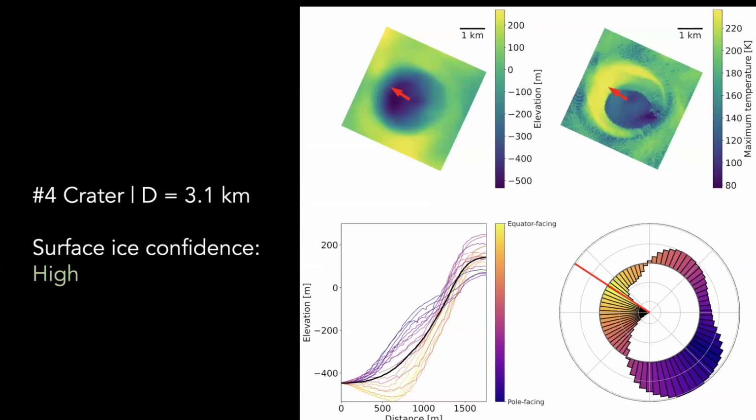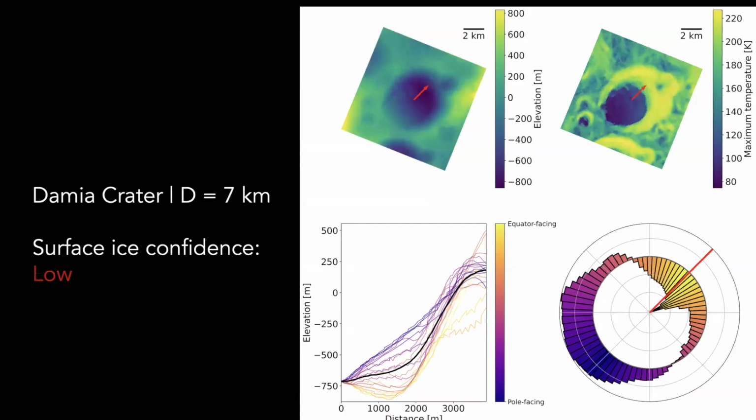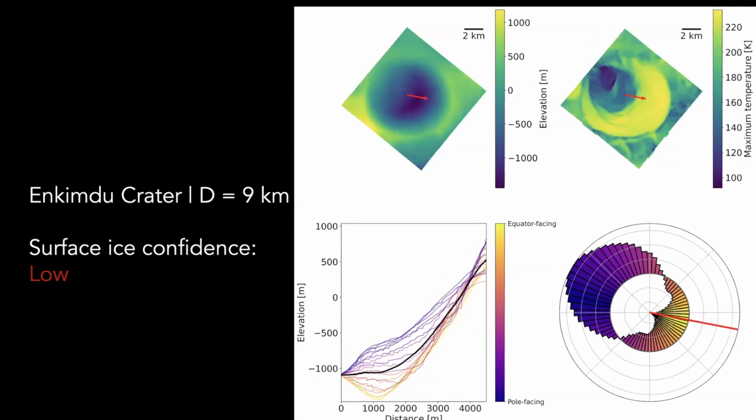But interestingly, we also see this trend for the craters that we thought had either no obvious bright deposit or a bright deposit that did not appear to be consistent with surface ice. So here's Damia crater. It did not have a morphology that was consistent with surface ice, but we see the same asymmetry between the pole and equator-facing hemispheres. Similarly with Nkimdu, which is the largest crater that we have a shape model for.